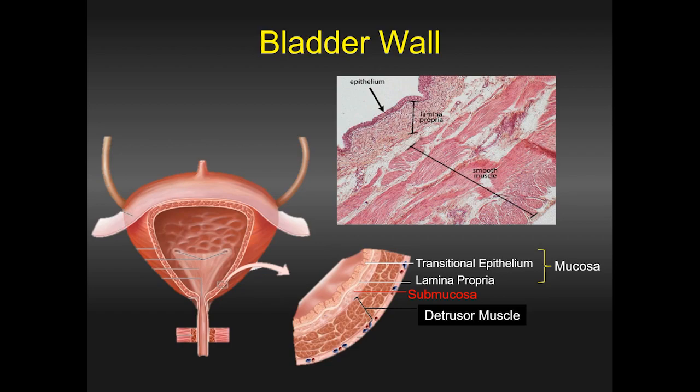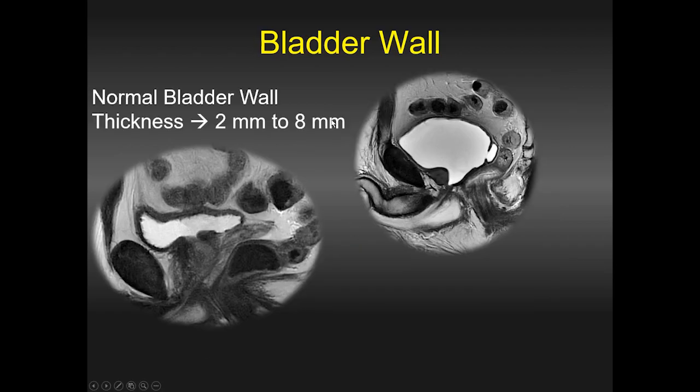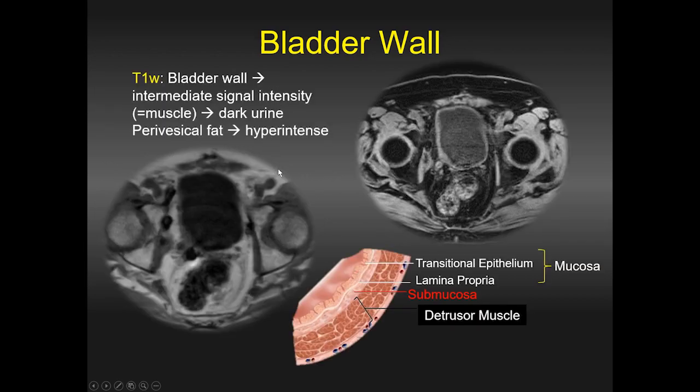And so if you translate this anatomy into MR, the typical normal bladder wall thickness varies between 2 to 8 millimeters, as is seen in the sagittal images of these two different patients. This patient also has a bladder diverticulum that we'll be talking about in a little bit, but typically the normal wall thickness is somewhere between 2 and 8 millimeters.